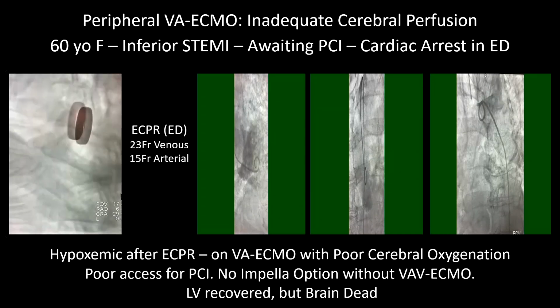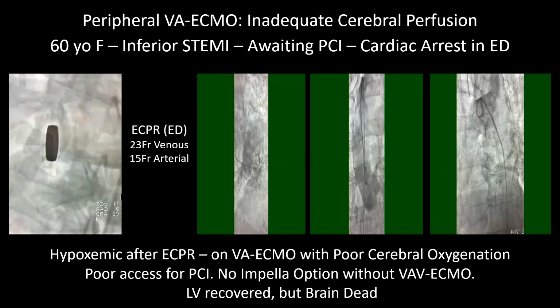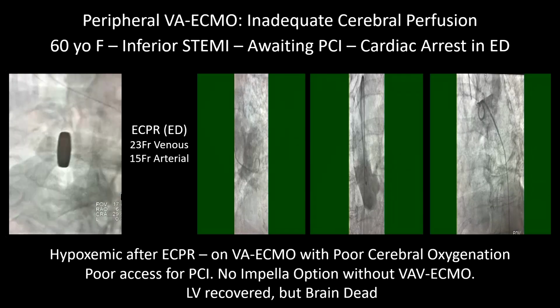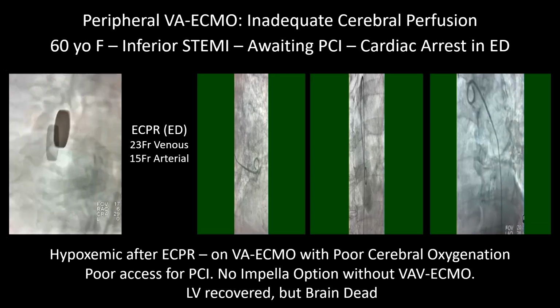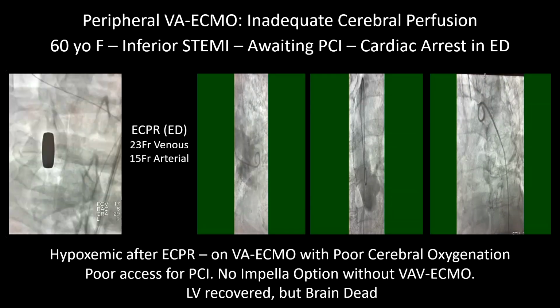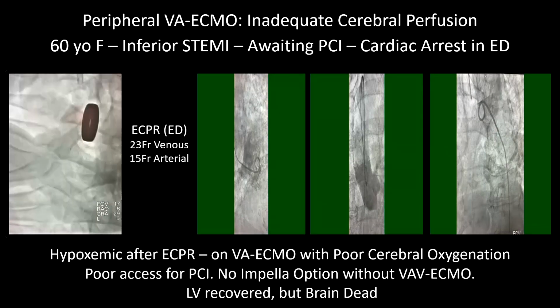They're having refractory arrest, and we go ahead and cannulate in the ER with a 23 French venous cannula and a 15 French arterial cannula. Patient comes up to the cath lab, and unfortunately the second video shows a ventriculogram that shows a horribly impaired ventricle, despite this being an inferior STEMI. We went ahead and repaired the RCA, which took about 15 minutes or so.